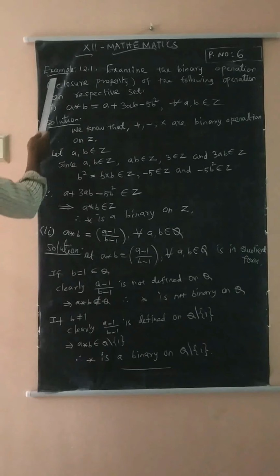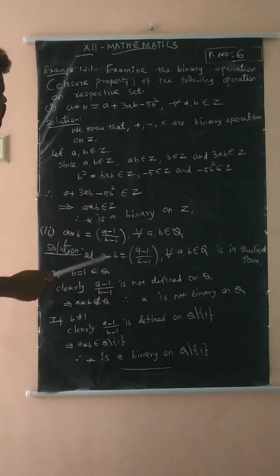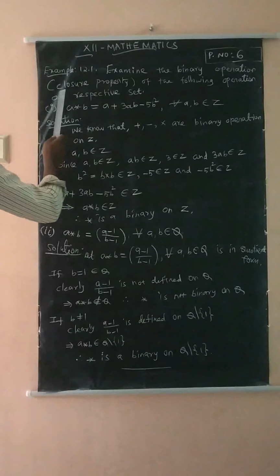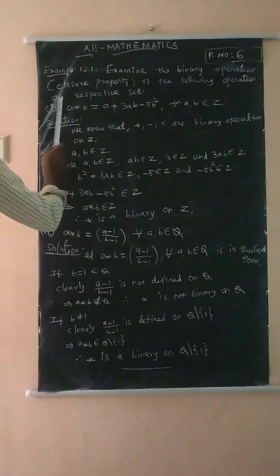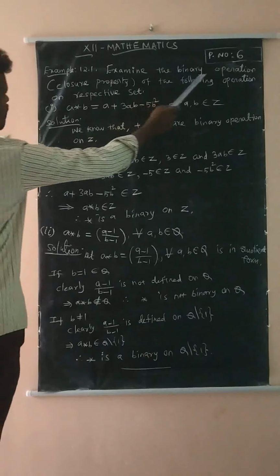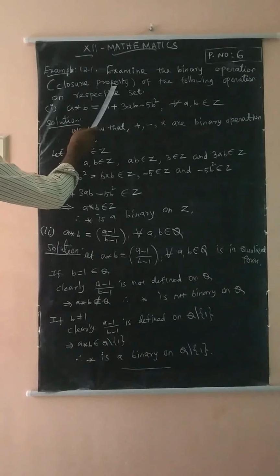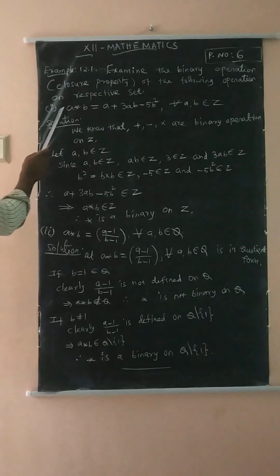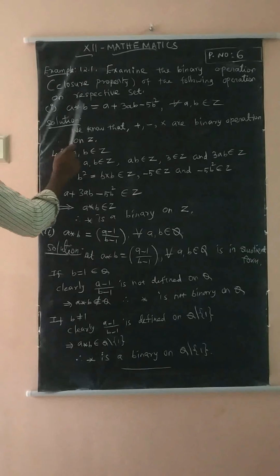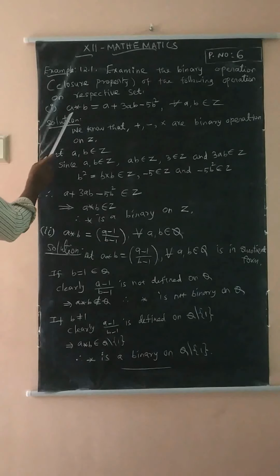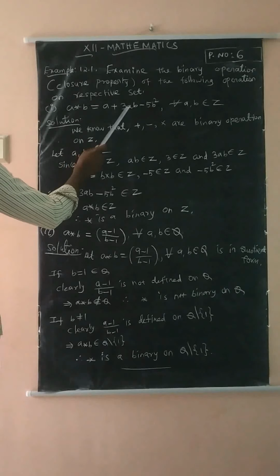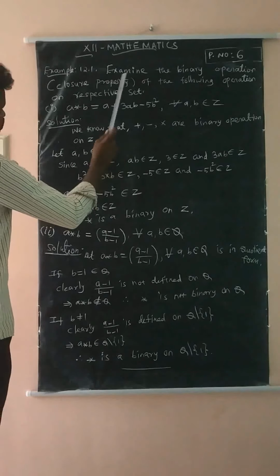Now see problem example 12.1. Examine the binary operation, or closure property, of the following operation on respective sets. Okay, first question: A star B is equal to A plus 3AB minus 5B square.